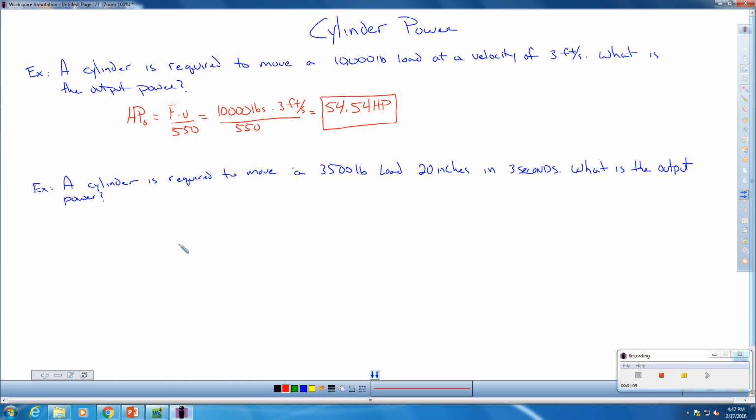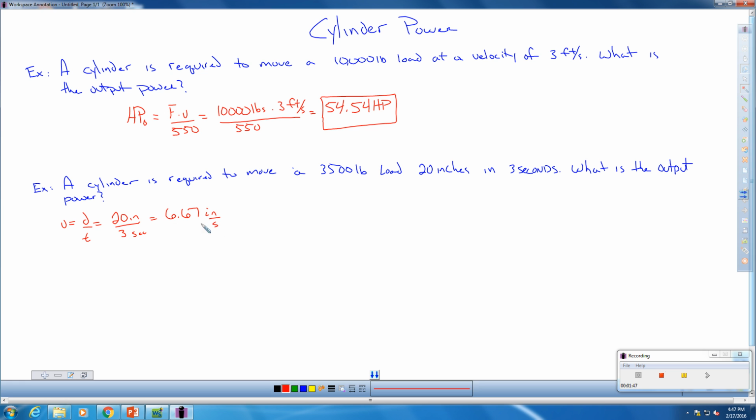Let's take a look at our next example here. We have a cylinder that's required to move a 3,500 pound load 20 inches in 3 seconds. What is the output power? Alright, the first thing, we have a distance and we have a time. That should automatically signal in your head, I need to calculate velocity. Remember, velocity is distance divided by time. In our case, we have 20 inches divided by 3 seconds. So we get approximately 6.67 inches per second.